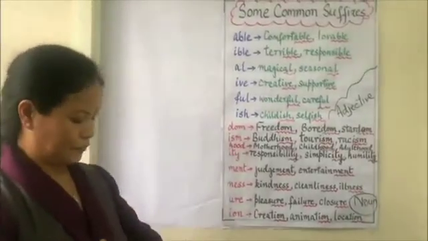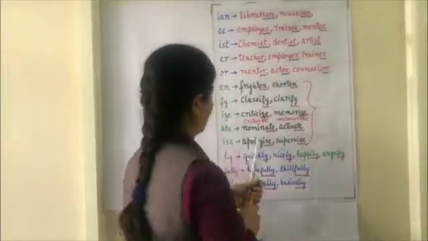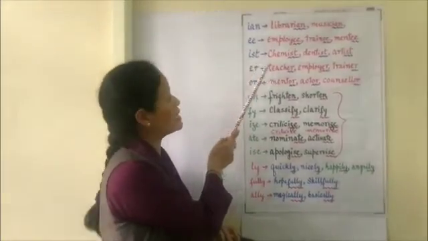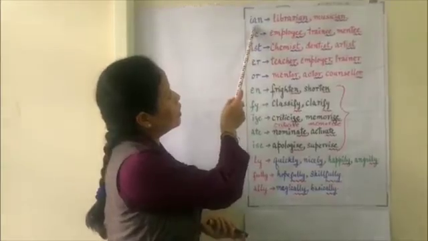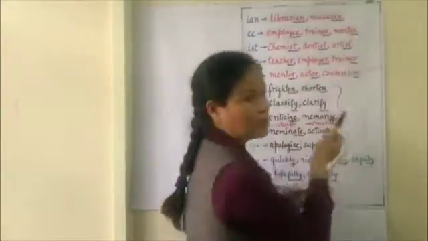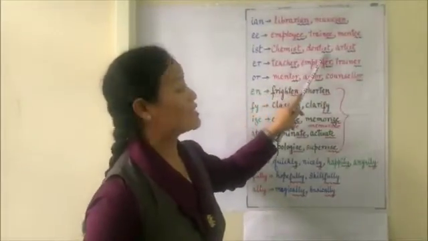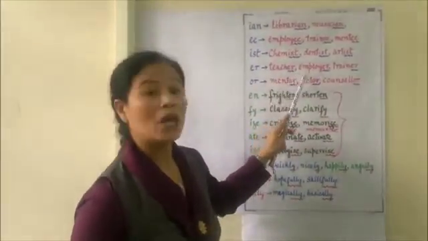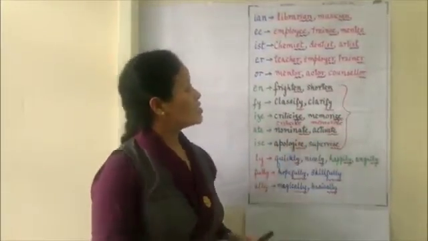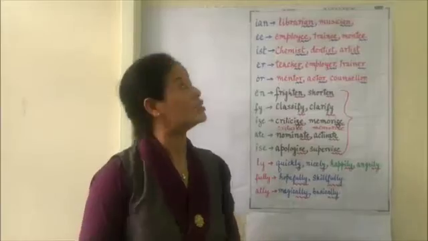So we have another list of suffixes. I-A-N, E-E, I-S-T, ist. So librarian, musician. Then we can add technician, employee, trainee, mentee, chemist, dentist, artist, teacher, employer, trainer, mentor, actor, counselor. You might have noticed these are all nouns, but these are rather personal nouns.